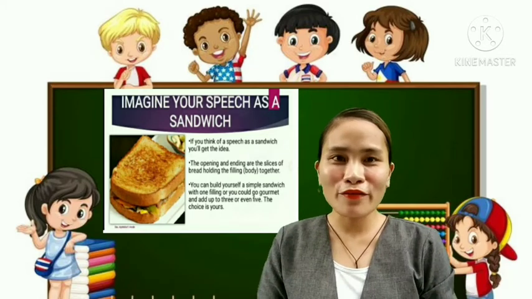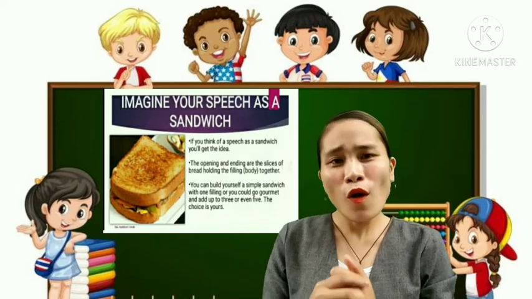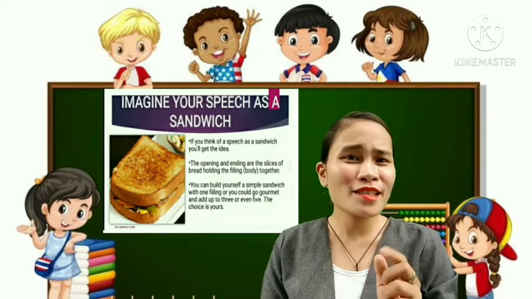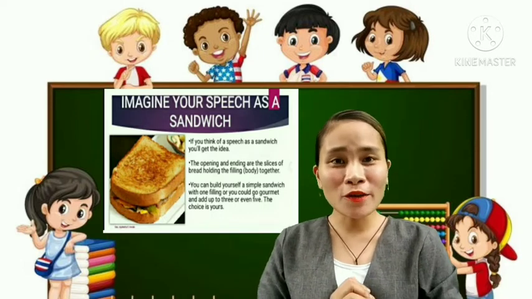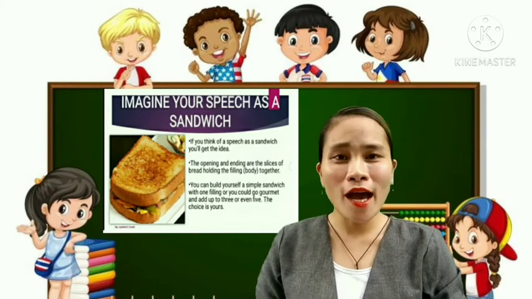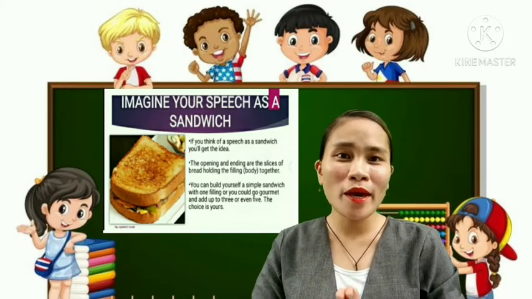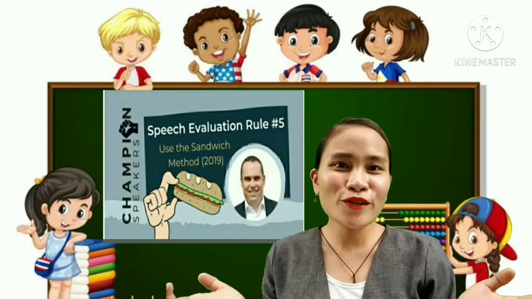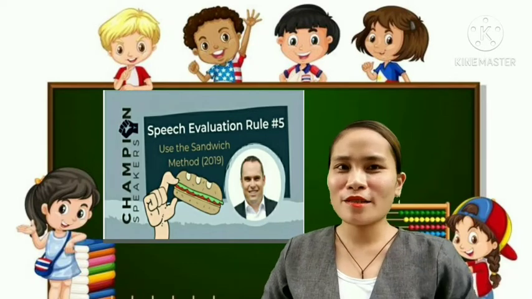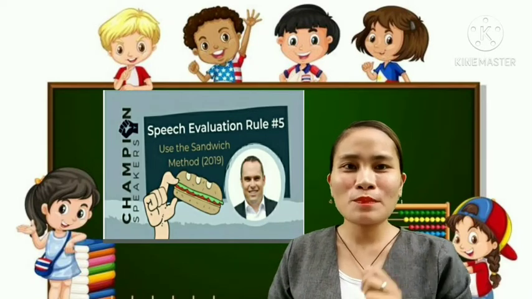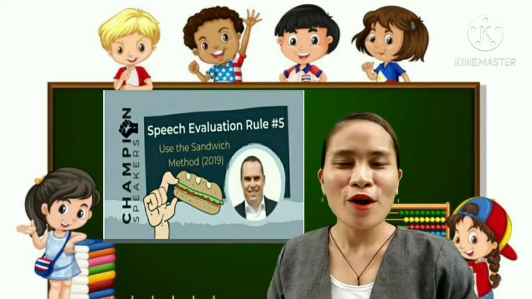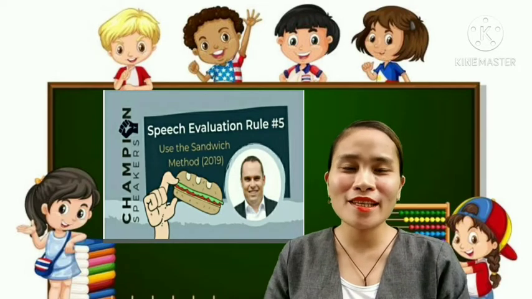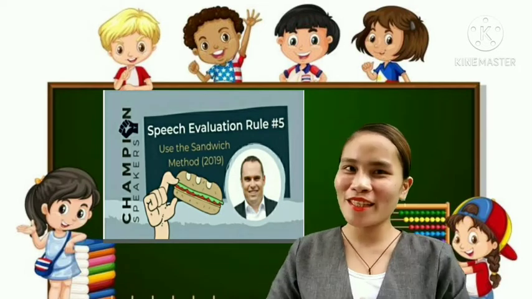You can build yourself a simple sandwich with filling, or you can go gourmet and add 3 or even 5. It's your choice. It is like in writing a speech. It's your choice how to write it in order to make it more appealing to your audience. And then future educators, if you write a speech, always remember the speech evaluation rule number 5, which is the sandwich method in 2019, for you to easily create and make a speech to deliver.